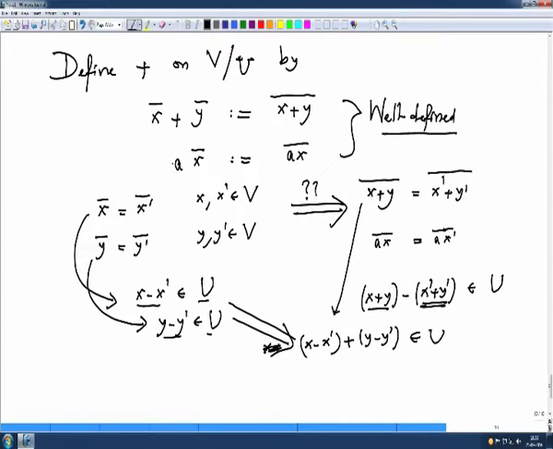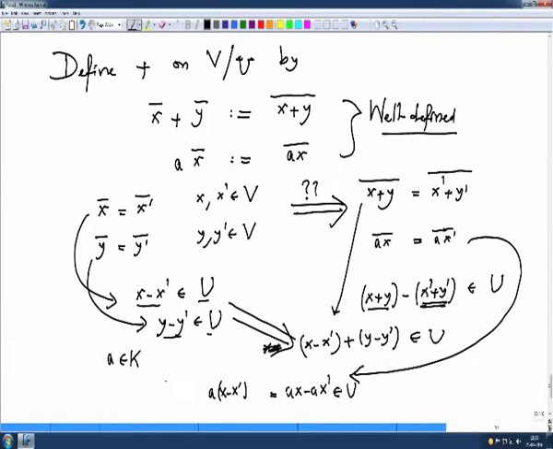Now, for this it is similar. For this, now I want to check for any A, this condition means what? This condition means the difference A x minus A x prime belongs to U, but this is the same as A times x minus x prime, and we are given x minus x prime is in U and A is an arbitrary scalar, and because U is a subspace, this times A is also in U. So, it is obvious. So, we have checked that these two operations are well defined.